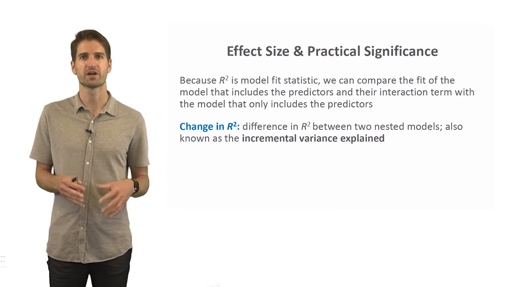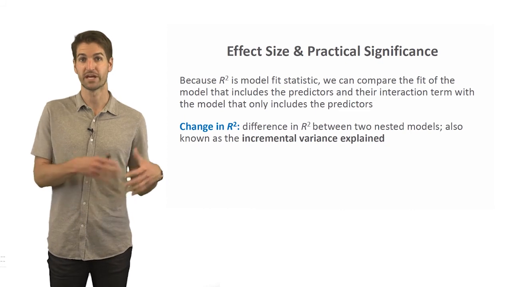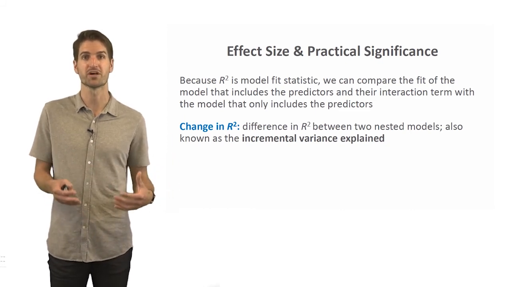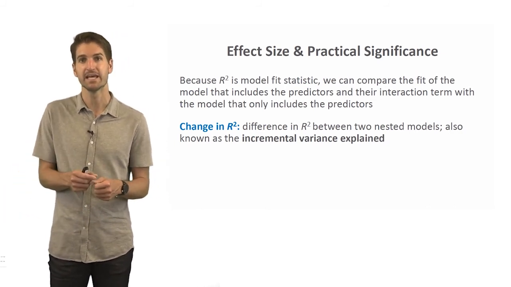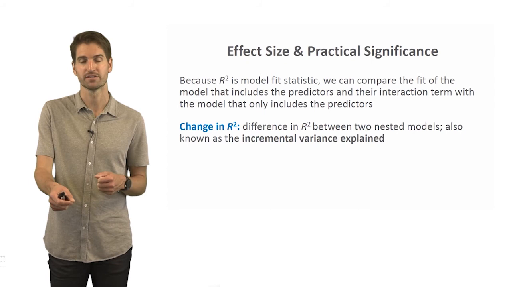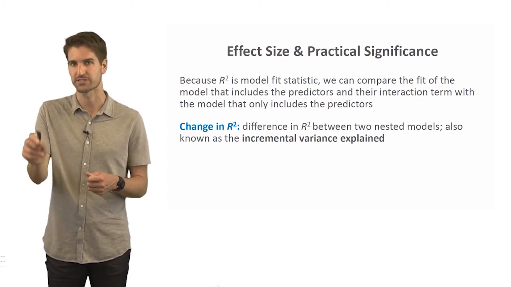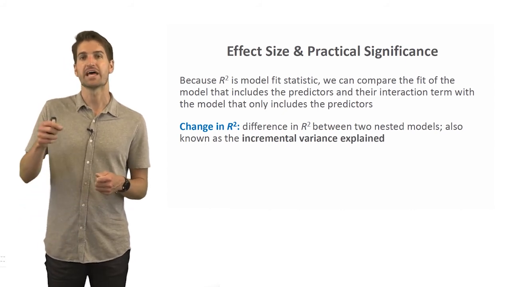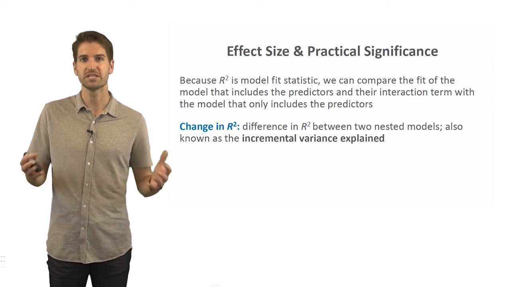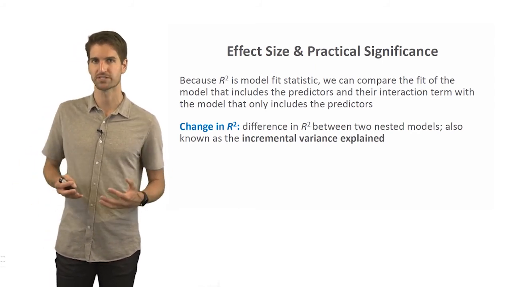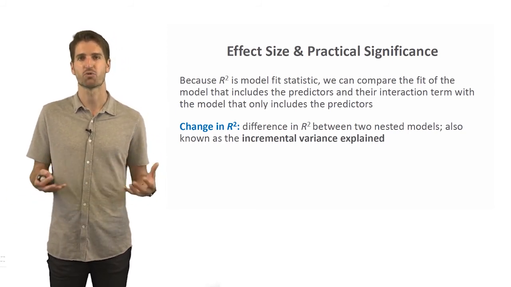Now, because R squared is a model fit statistic, we can compare the fit of that model that includes the predictors and their interaction term with a model that only includes the predictors and without that interaction term. So we can see if accounting for the interaction between those two predictors by adding in an additional variable, which is our interaction term, which sometimes is called a product term, explains incremental variance above and beyond the constituent predictor variables that were used to create it. And this is what we're doing in practice.